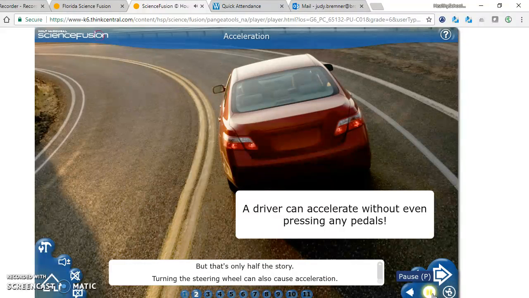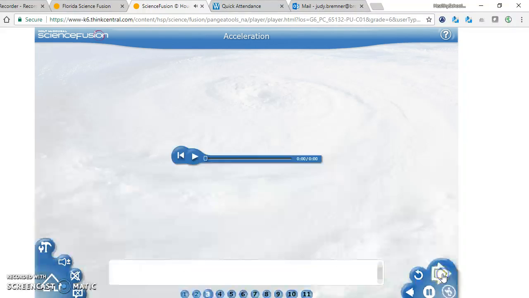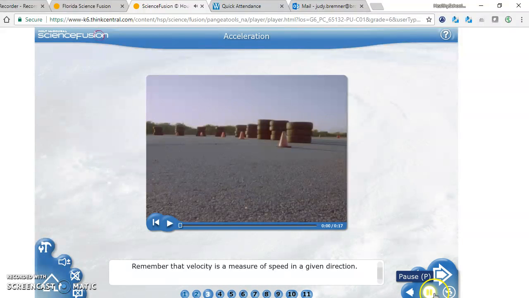But that's only half the story. Turning the steering wheel can also cause acceleration. What does a steering wheel do? It changes the car's direction. So an object accelerates if its speed, direction, or both change. Remember that velocity is a measure of speed in a given direction. So acceleration is a measure of changes in velocity.